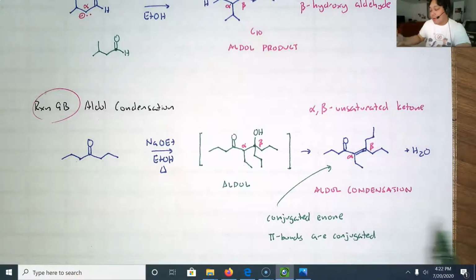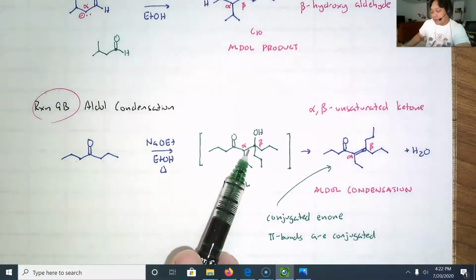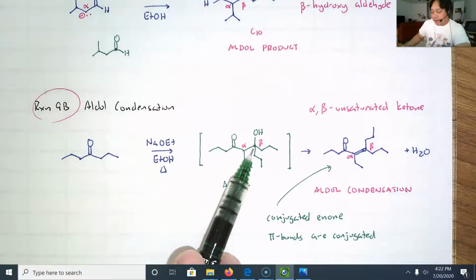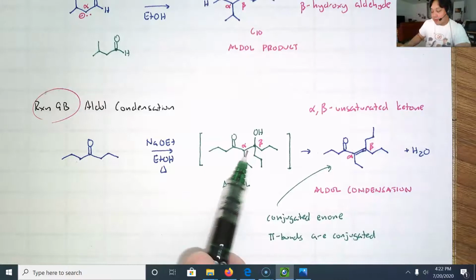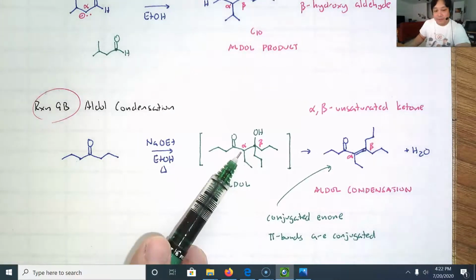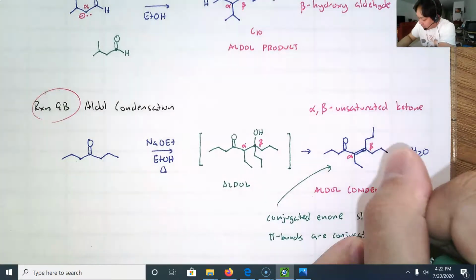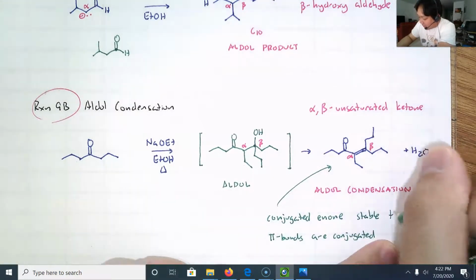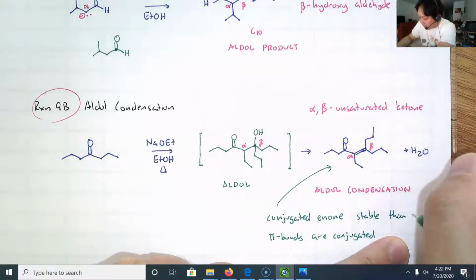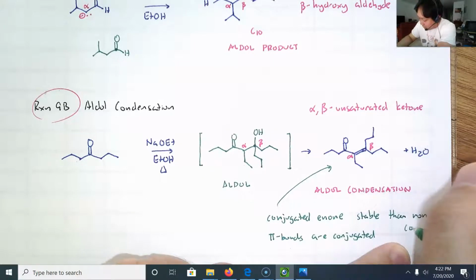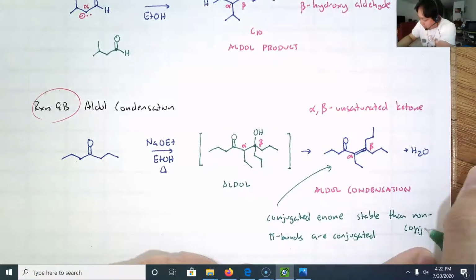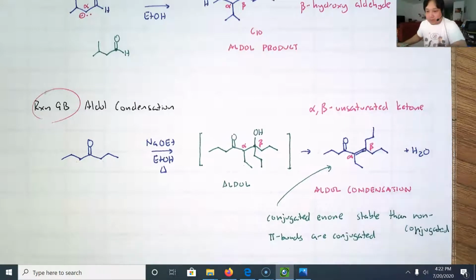Okay, so when you have an opportunity to make the double bond closer to the carbonyl group, take that opportunity. Why do we have an opportunity? Because there's a hydrogen right there. Okay. So conjugated enones are more stable than non-conjugated.